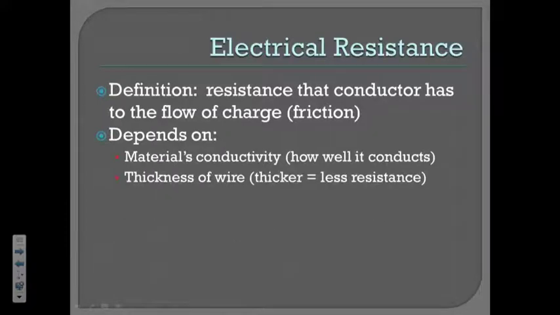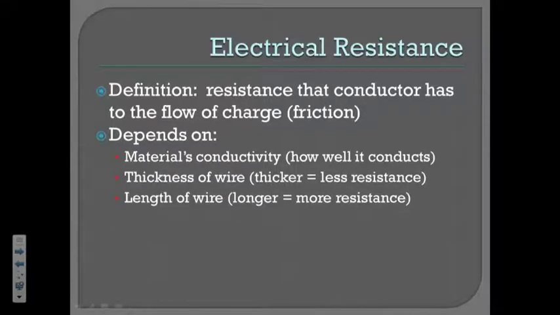Another thing that affects resistance is the thickness of the wire. So the thicker the wire, the less resistance. If you have a very, very thin wire, there's usually a lot more resistance than in a very thick wire. Because if you think about it, if you have a very thick wire, then the electrons can flow easier. But if you have a very thin wire, then the electrons are kind of crammed in together and they can't move as well. So a bigger wire, a thicker wire, gives less resistance.